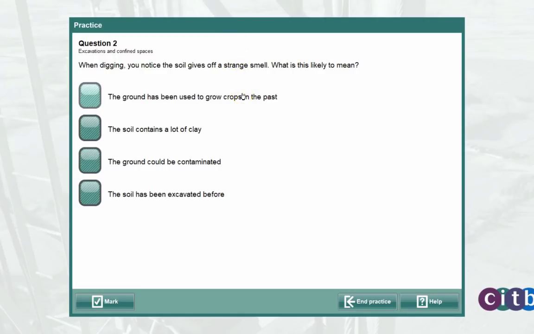When digging, you notice the soil gives off a strange smell. What is this likely to mean? The ground has been used to grow crops in the past. The soil contains a lot of clay. The ground could be contaminated. The soil has been excavated before.